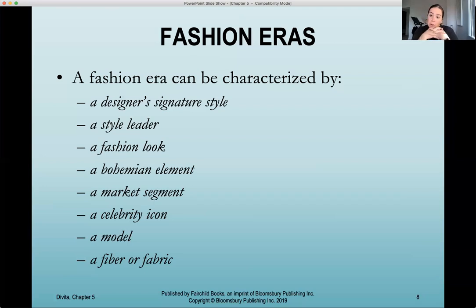A fashion look, so a specific look, a bohemian element, a market segment. So like Gen Zers, what are they doing? What are the baby boomers doing? What are the millennials doing? A market segment, a celebrity icon. We can also talk about Kim Kardashian in that. A model, or a fiber or fabric that's new on the scene or that everyone uses. So the 70s would be polyester.